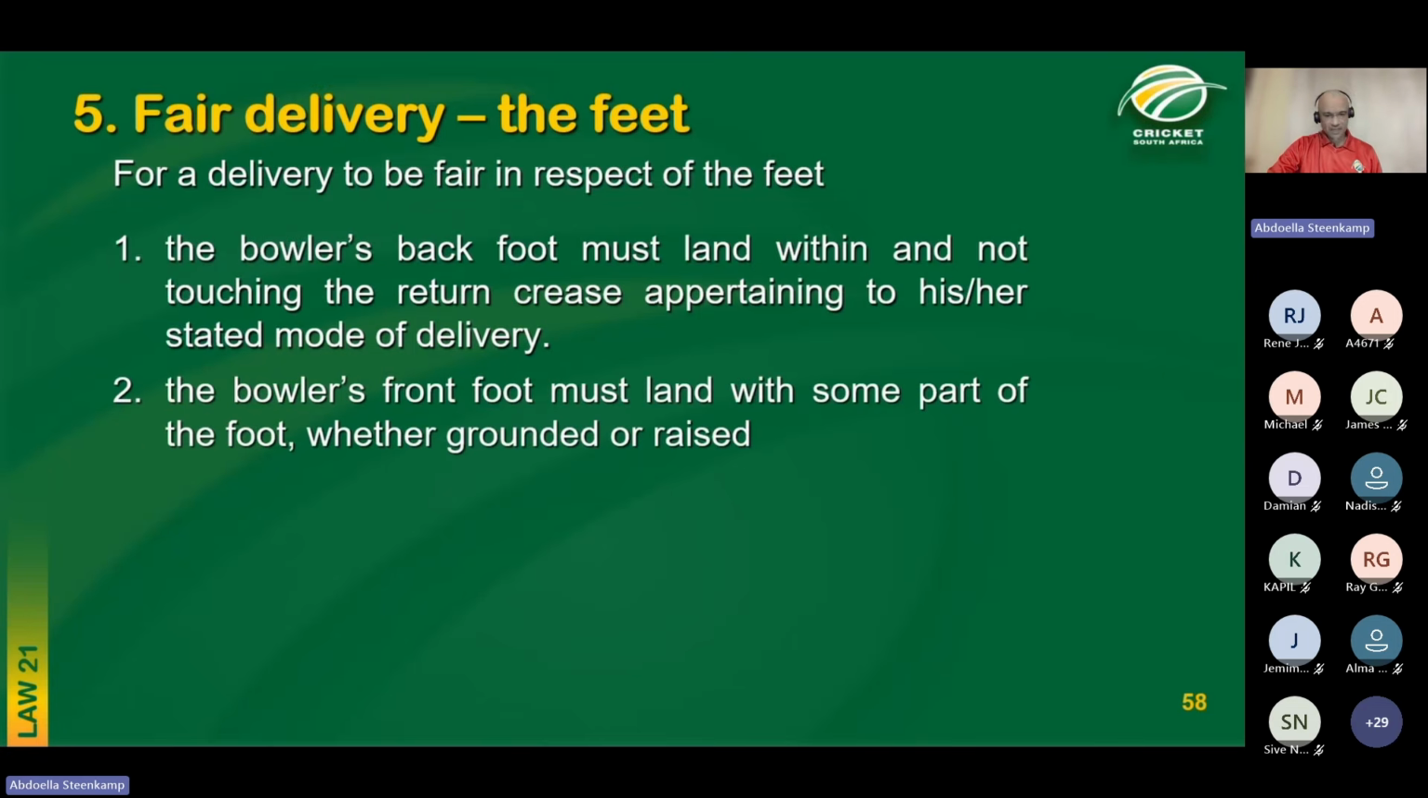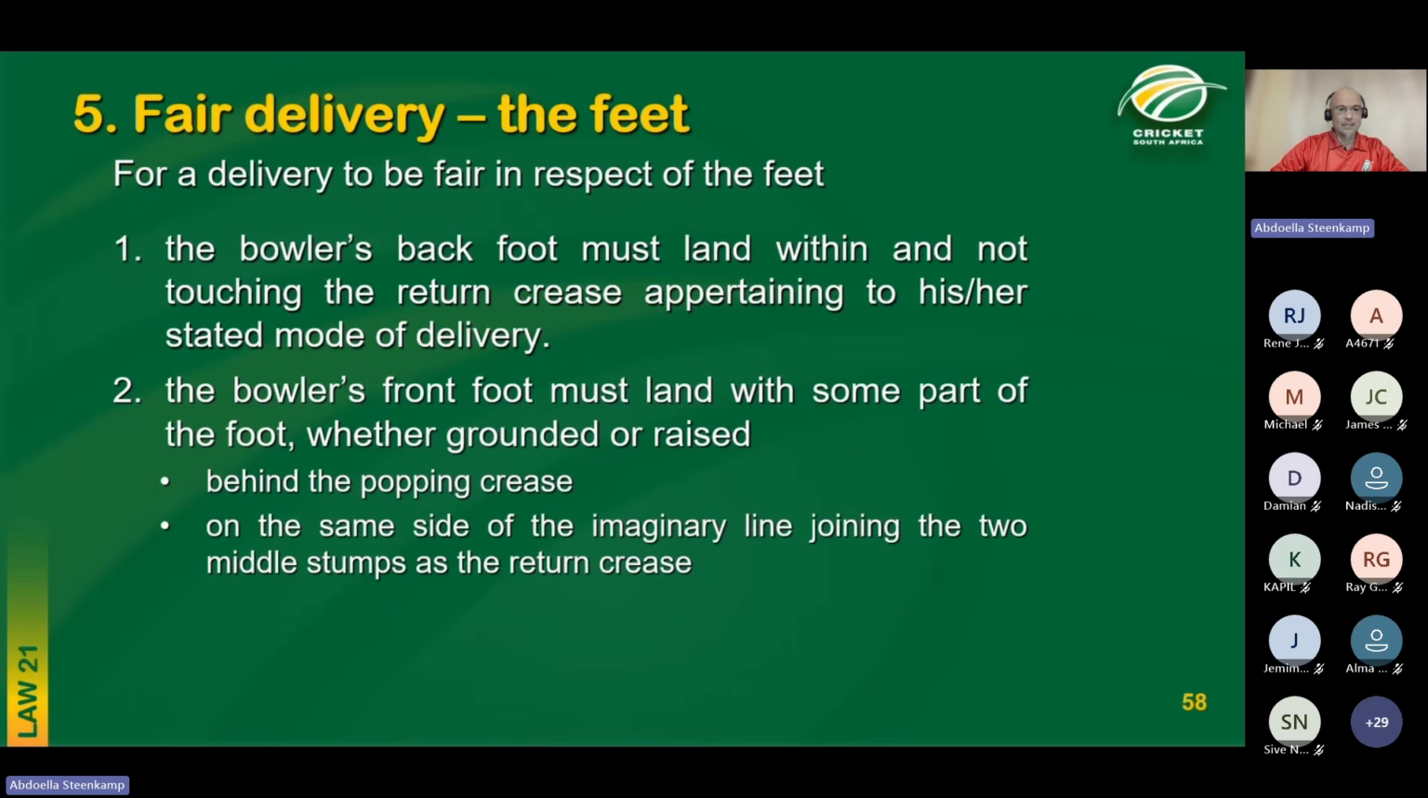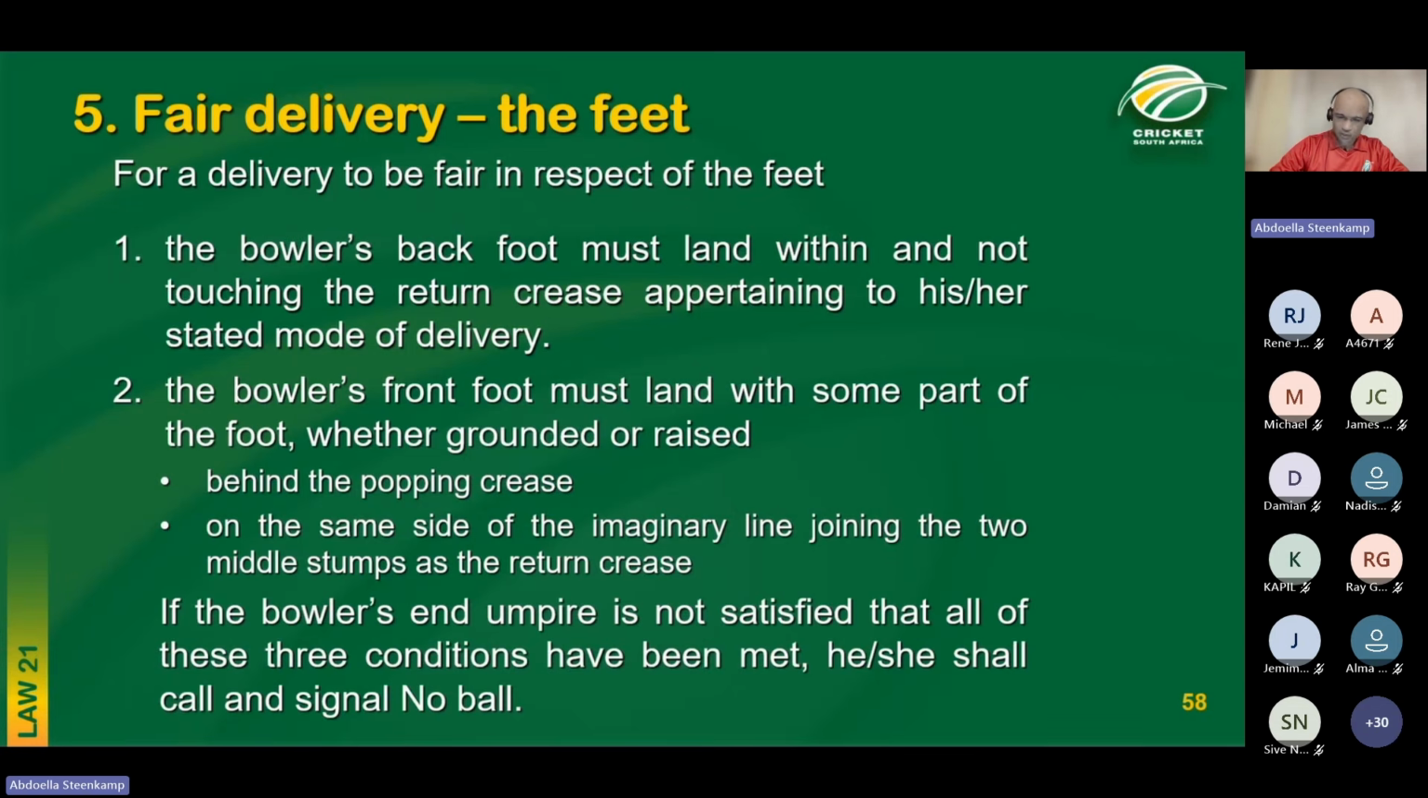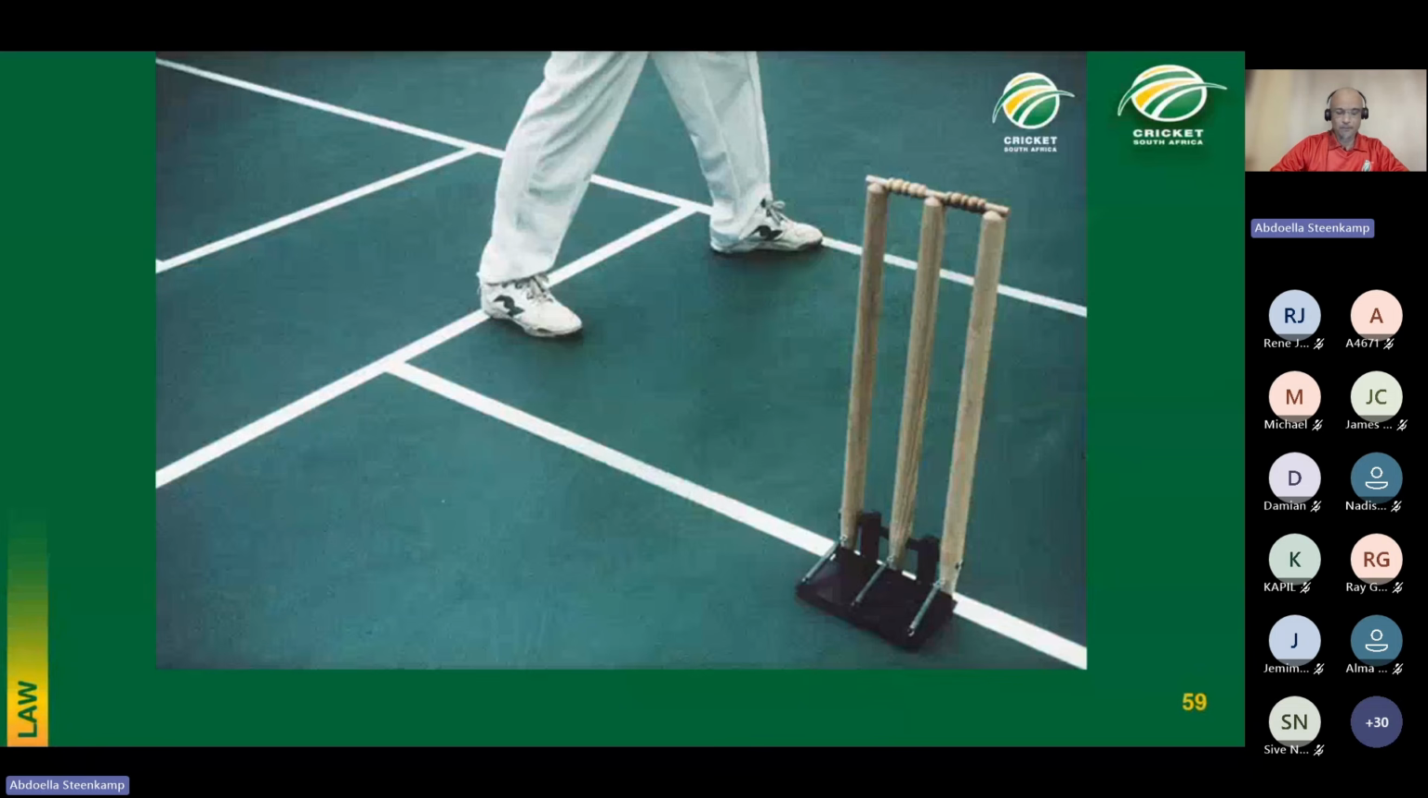When it comes to the front foot, which crease goes with it? The popping crease goes with the front foot. The law wants the front foot to land with some part of that foot, whether grounded or raised, either behind the popping crease or on the same side of the imaginary line joining the two middle stumps. If that's not the case, you need to call and signal a no ball. Let's look at a few pics just to illustrate how the law works.